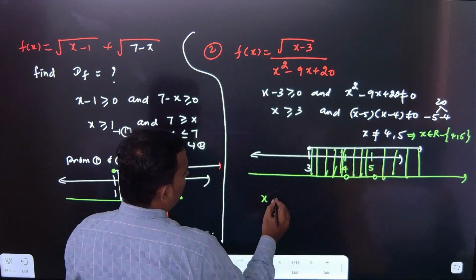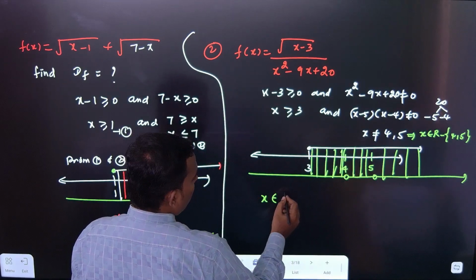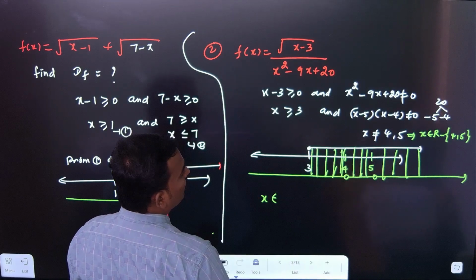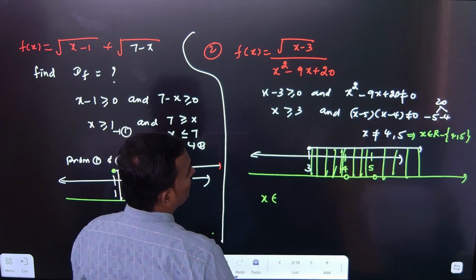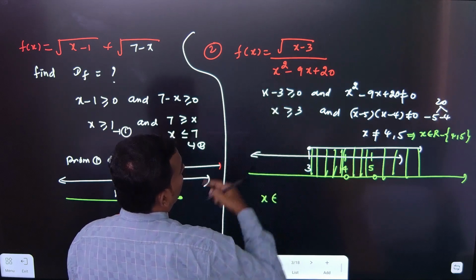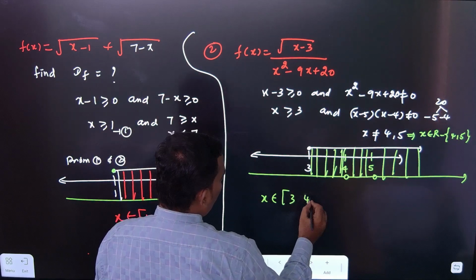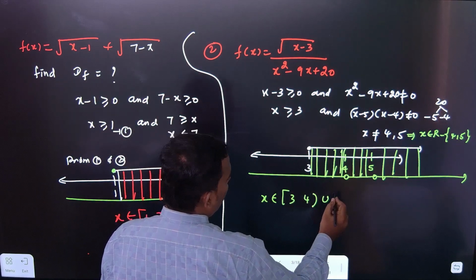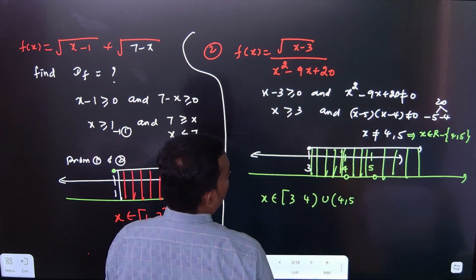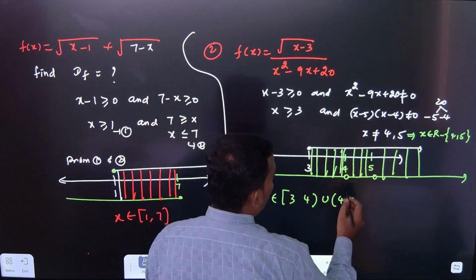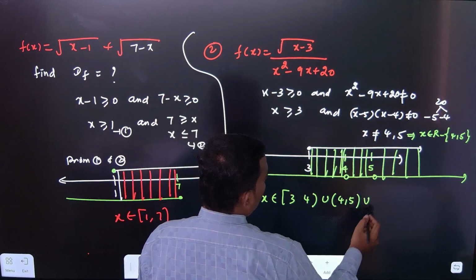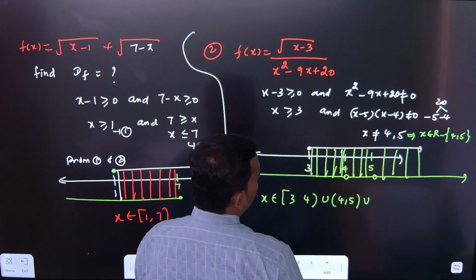So therefore x belongs to, so is 3 included or not? If 3 is included, what will happen? So 3, 0 is no issue, right? 3 to 4, 4 is not included, union 4 to 5. Is 5 included or not? Not included, right? Union 5 is not included now.